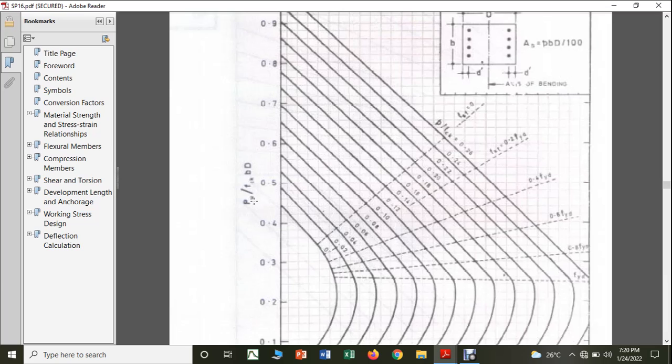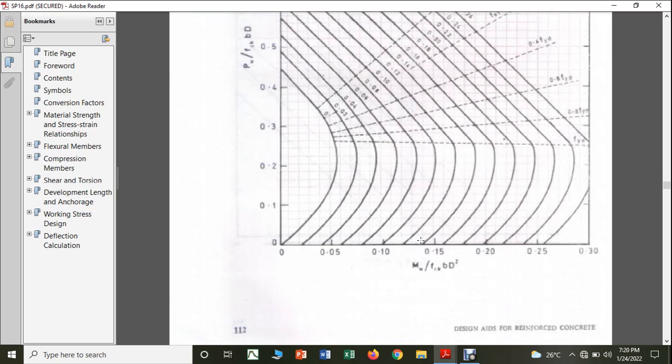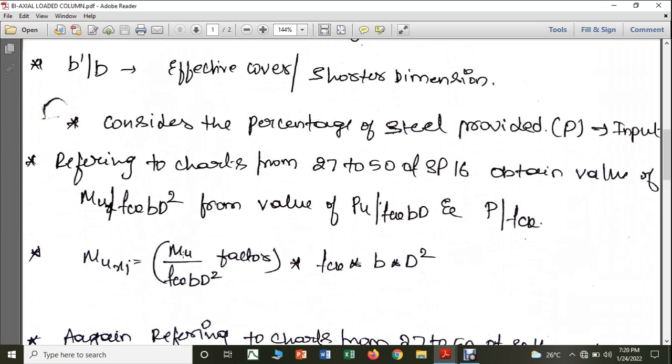So I will know the PU by FCK BD value because I know the value of PU, FCK, B and D, and I know the corresponding P by FCK value because I have assumed the percentage of steel. So from the corresponding PU by FCK and P by FCK, I can get the value which we call MUX by FCK BD square.